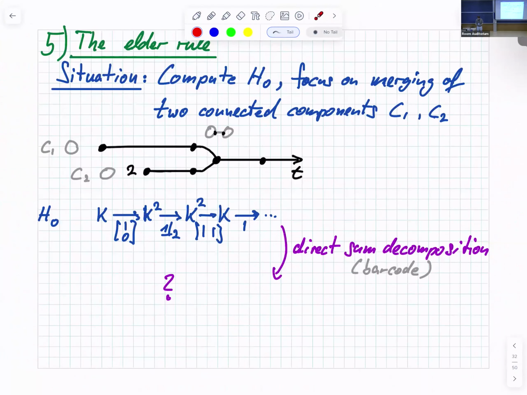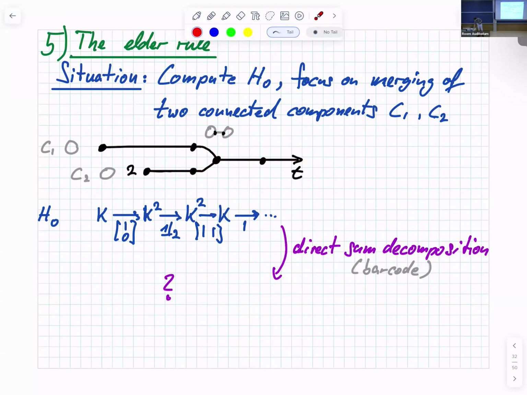So I want to understand that rule. Situation: say we compute H0 and we focus on the situation where we merge two connected components, call them C1 and C2. So these are two connected components in my graph. And say at some point in time, I merge them, I introduce one edge in my graph. So these two components get merged together into one component and they continue living together from there on. And I want to analyze this situation.